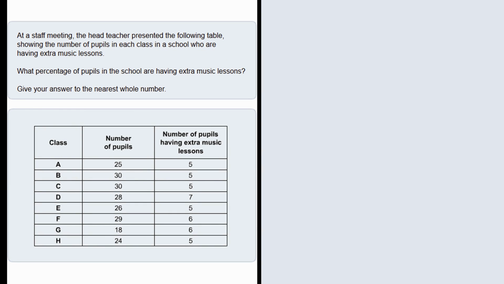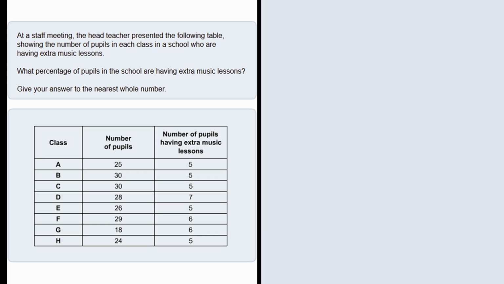In this question we are given a table that tells us about the number of pupils in a school that are having extra music lessons, and the data is split up into 8 different classes. The question asks us to find the percentage of pupils in the school that are having extra music lessons, and it wants our answer to the nearest whole number.